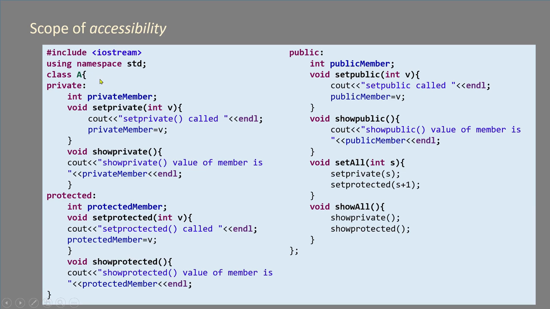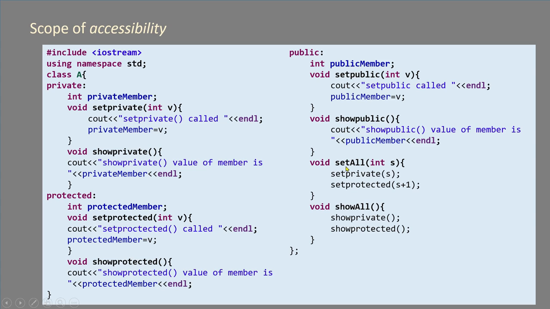So this was the program that I just explained to you. Just to give you a revisit, this class has three portions: private, protected, and public. In private, I have only a private data member. I'm setting this value and printing this value. In protected, I have a protected member. I'm setting this value and displaying it. In public, I have this public member. I'm setting this value and showing it.